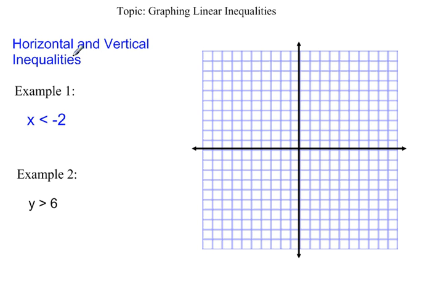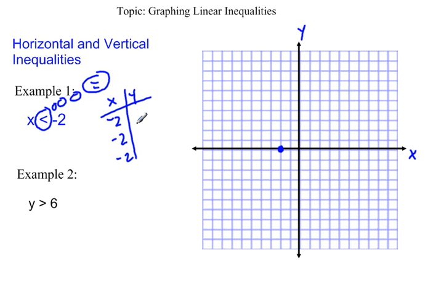Now you also have the same instance that you had with equations: horizontal and vertical inequalities. So let's look at x is less than negative 2. You don't have a lot of options when it comes to this. Remember, you want to graph this just like it's x equals negative 2. Here's your y-axis and here's your x-axis. If x is negative 2, that means x is negative 2 regardless of what y's you put in there. So I could put 0, I could put 4, I could put negative 4. So negative 2, 0; negative 2, 4; negative 2, negative 4. That's going to be a vertical line up and down.